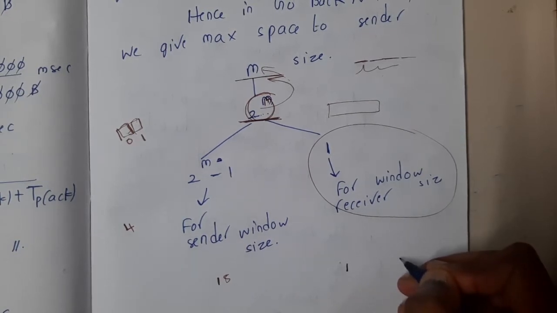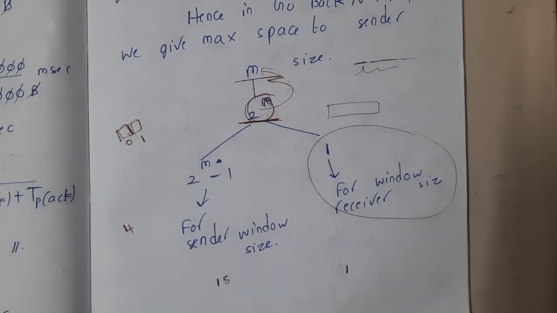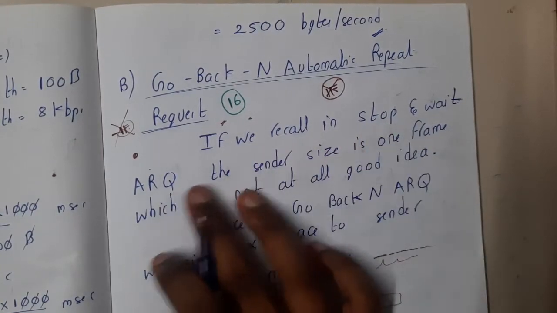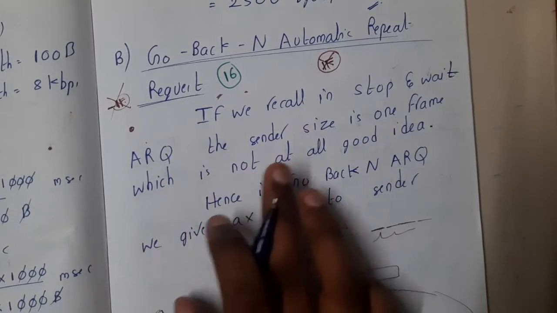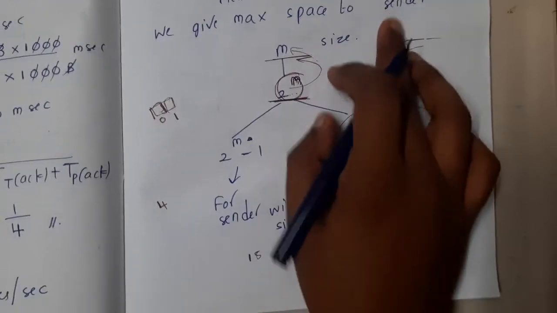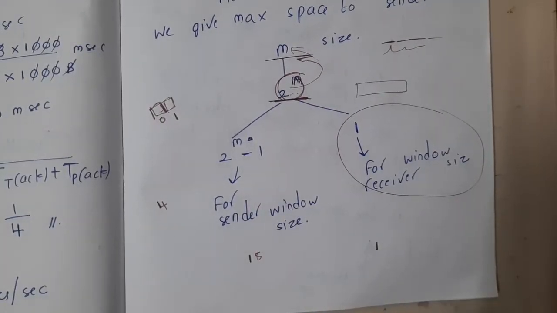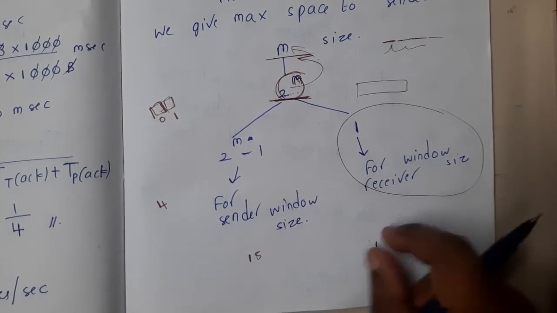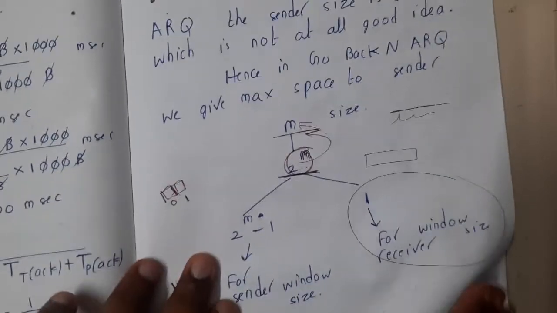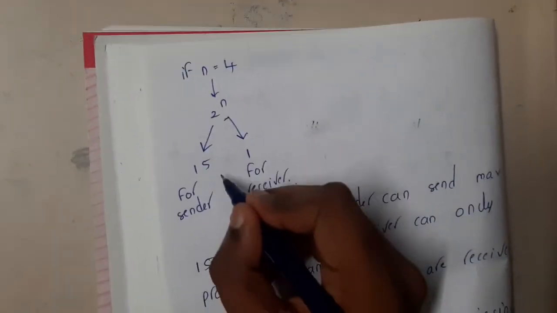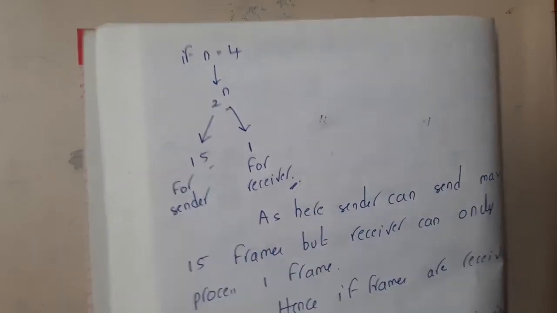Got it? You got the idea, right? Once we go through the example, you will get more idea, so don't worry. If we recall, in stop and wait ARQ, the sender size is one frame, which is not at all a good idea. Hence, in go back N ARQ, we give the maximum space to the sender. I just give one slot or one window size for the receiver, because at least it should store one frame, right? And the rest of the frames I gave directly to the sender. If you take a small example, if m equals 4, 2 power m minus 1 is 15 for the sender and 1 for the receiver. So that's what I have explained, right?